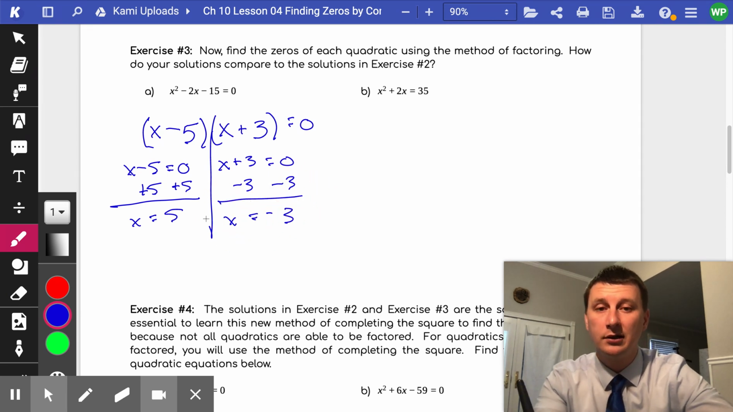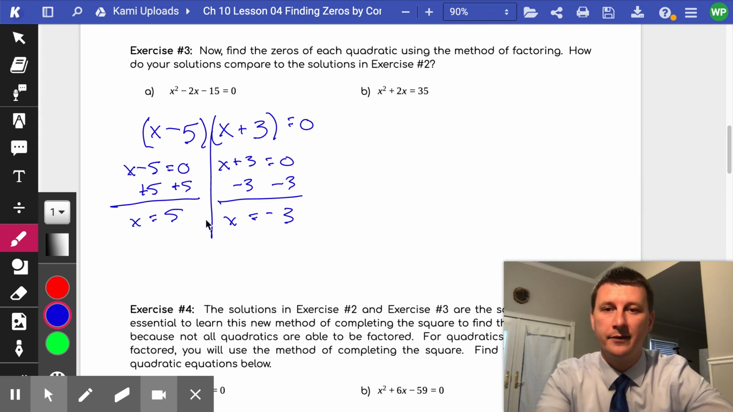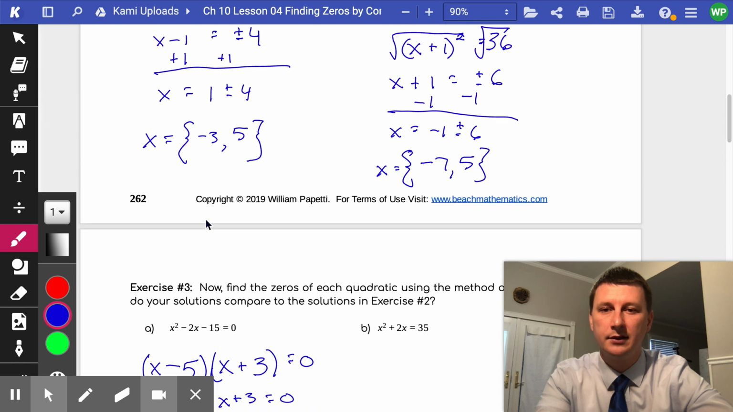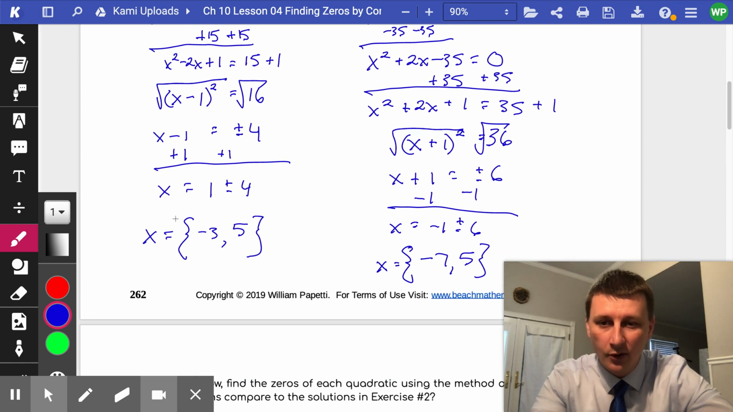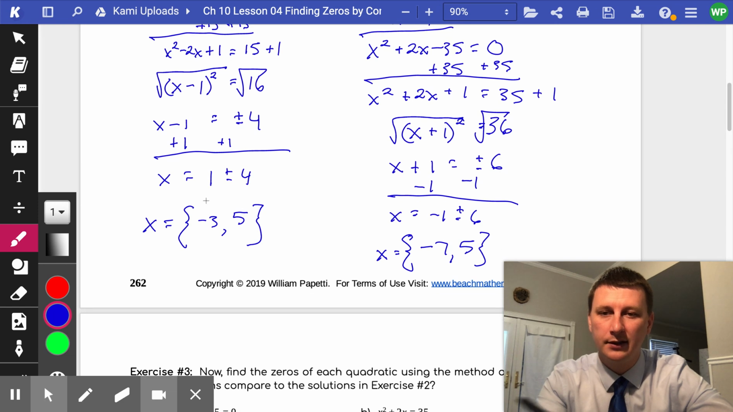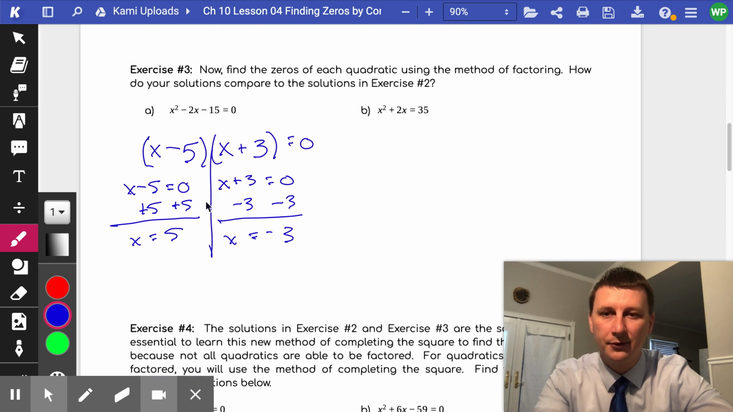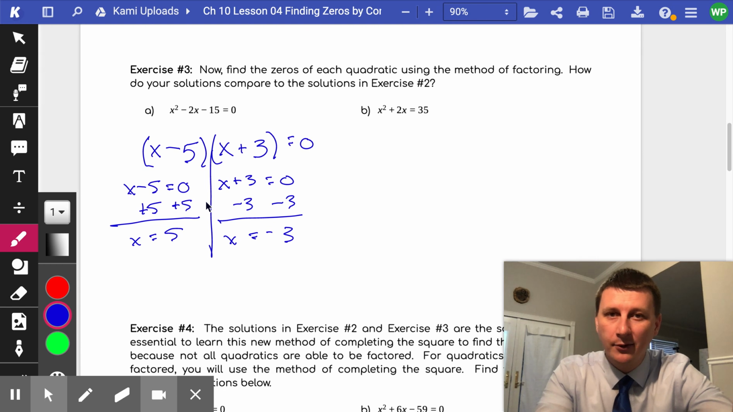If we take a look back at exercise 2 now, did we get x equals 5 and x equals negative 3? Oh, we did. Oh my goodness, look at that. We got x equals 5 and negative 3, and down here we got 5 and negative 3. So it doesn't matter which method you use when your answers are integers. You can choose either method, whichever one is easier for you, and you'll get the same answer. Maybe it only works with that one. Let's see if it also works on part B.